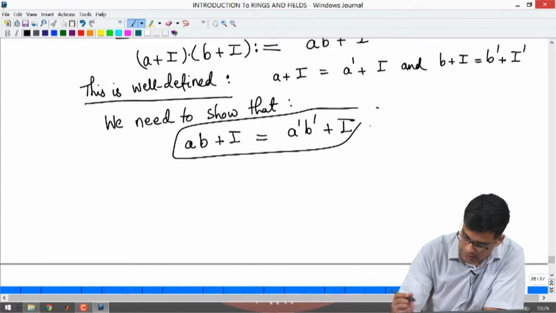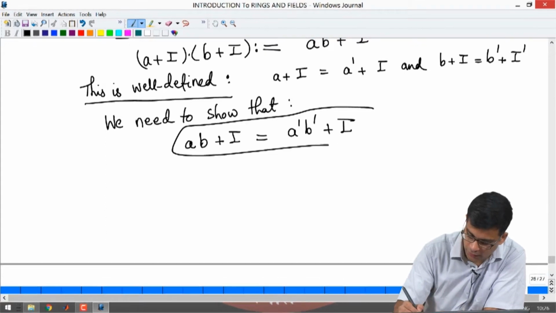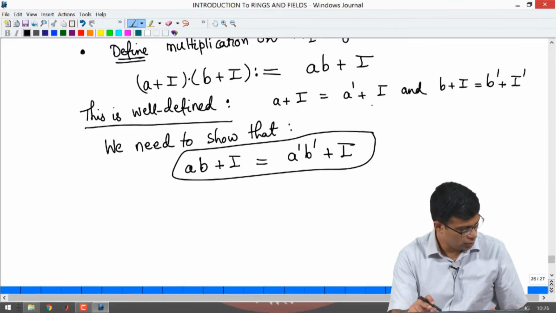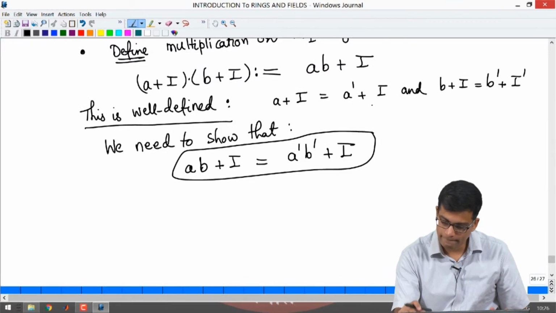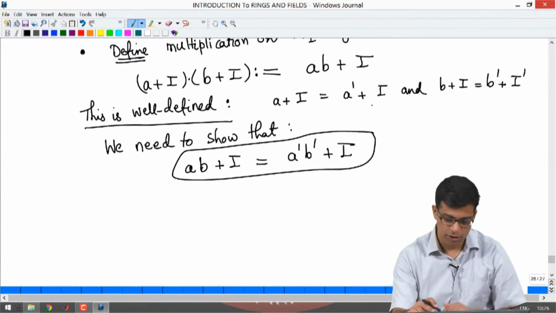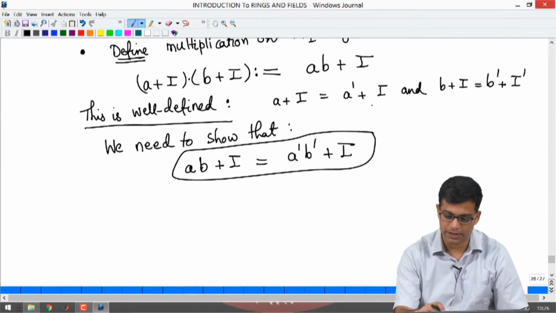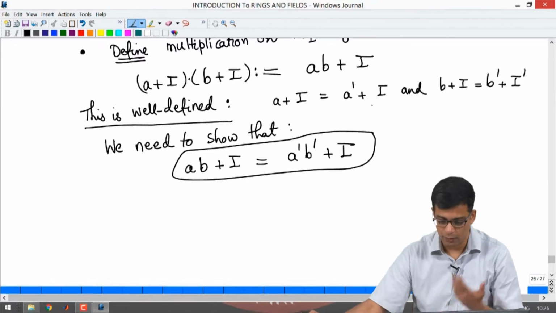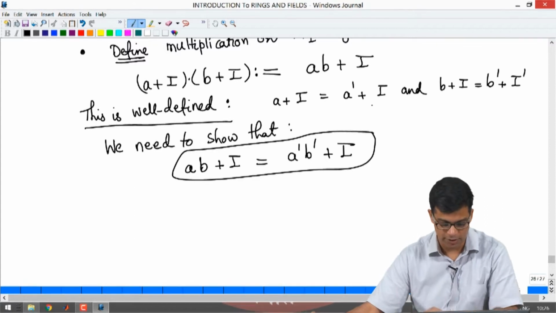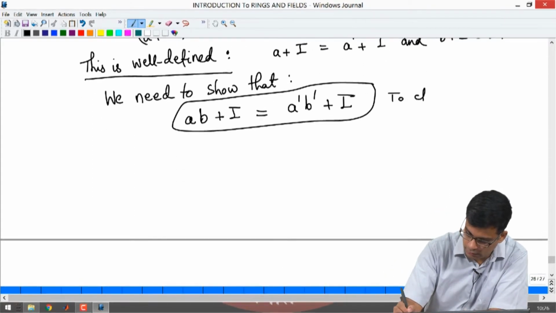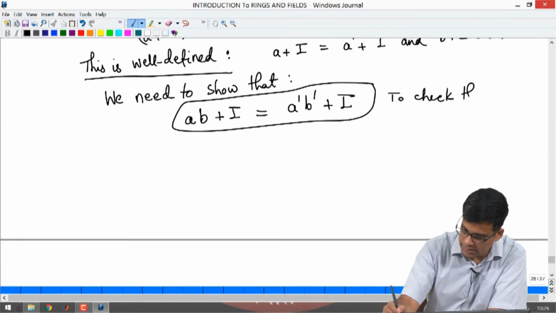If I show this, then I would have checked well definedness, because no matter what I choose, a plus I or a prime plus I, or b plus I or b prime plus I, I would get the same result. So, how do I check this? So, we want to check this. This is exactly the well definedness.